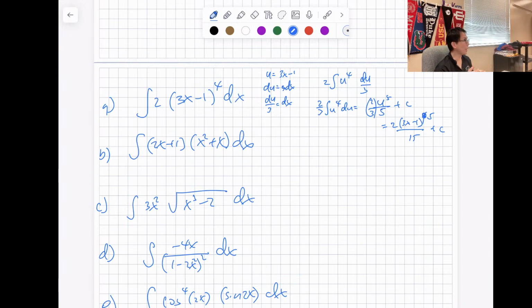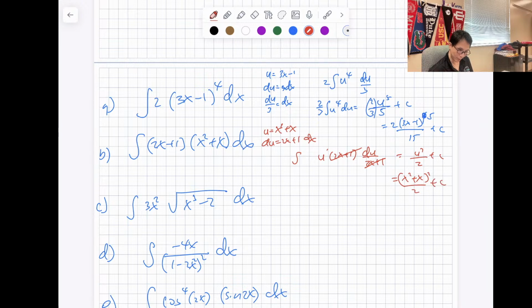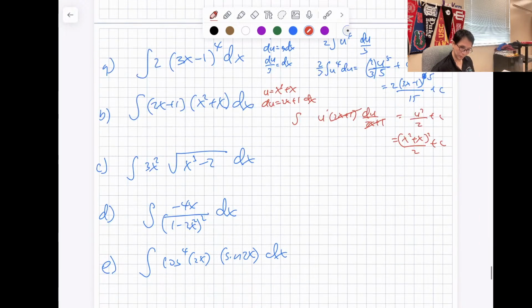So what does u have to be here? x squared plus x. Why? Because 2x plus 1 is the derivative of x squared plus x. So that will be u to the first times (2x plus 1) du over (2x plus 1). So this cancels out. So that's going to be u squared over 2 plus c. So that's equal to (x squared plus x) squared over 2 plus c. Is that okay? Am I going too fast?